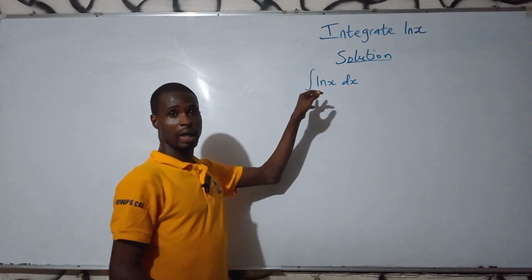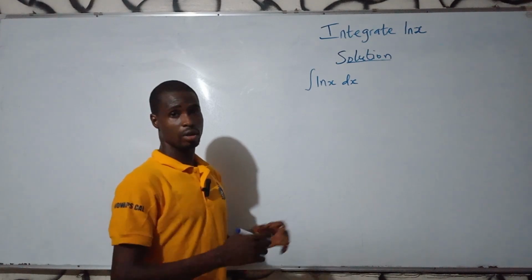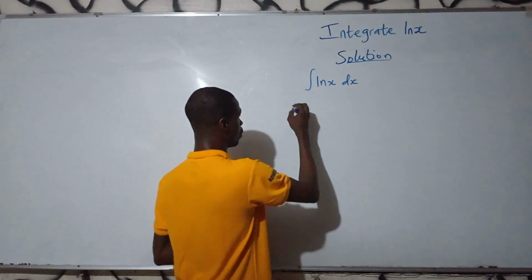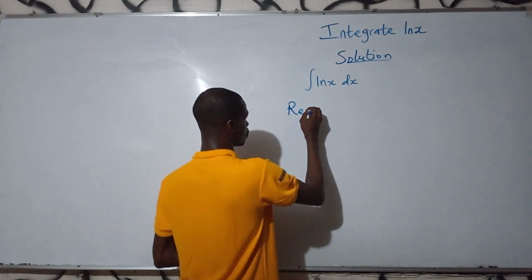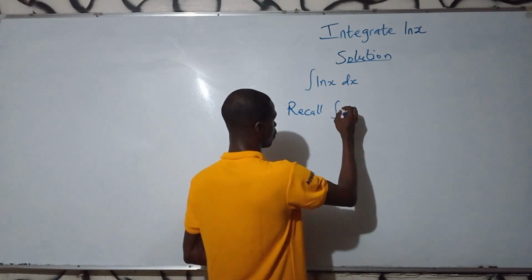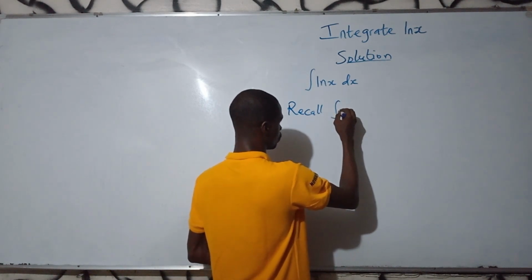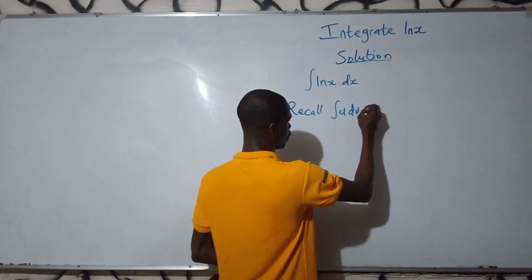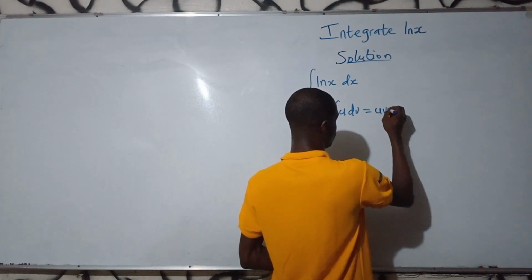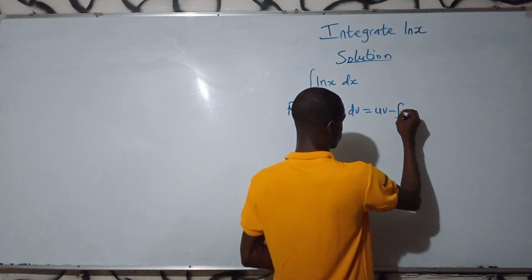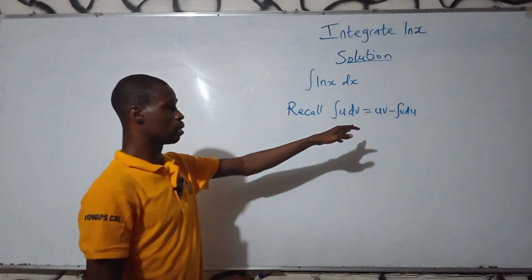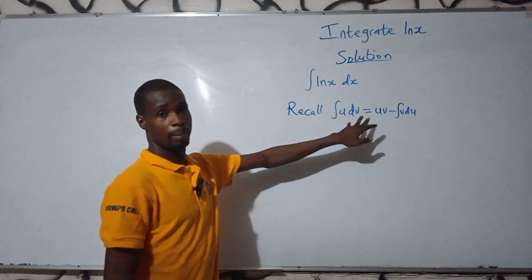But before I do that, let me write out the formula. Let me record the formula so that you'll be able to understand what I'm saying. So recall, we have the integral of u dv is equal to what? We also have uv minus the integral of v du. Do you get that now?